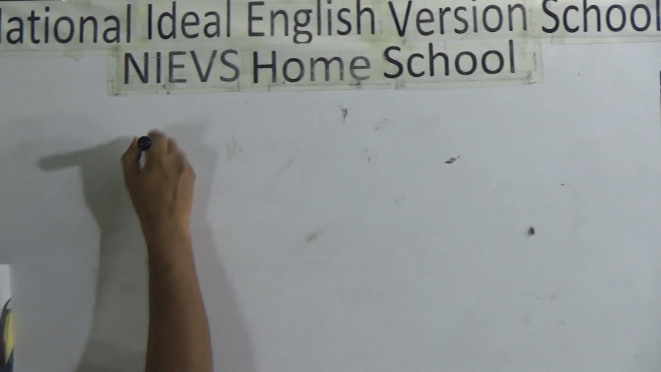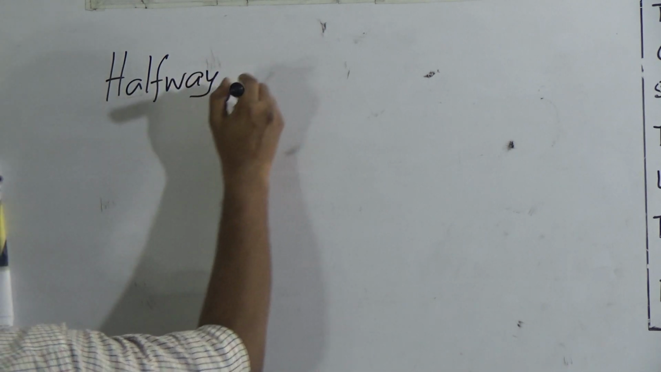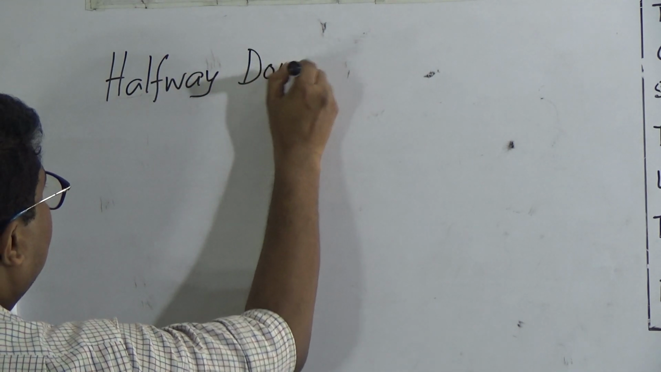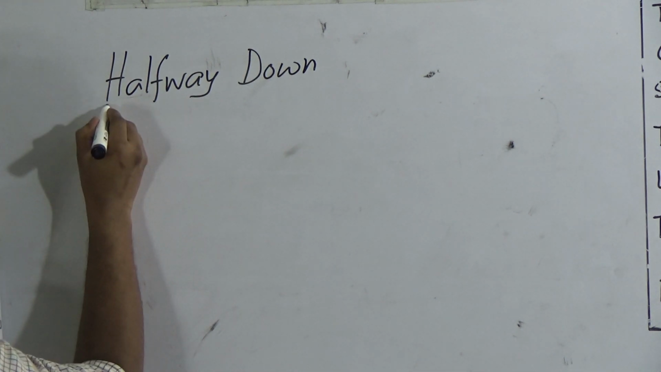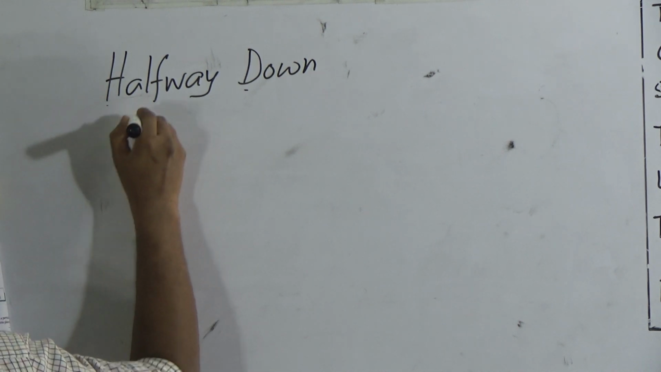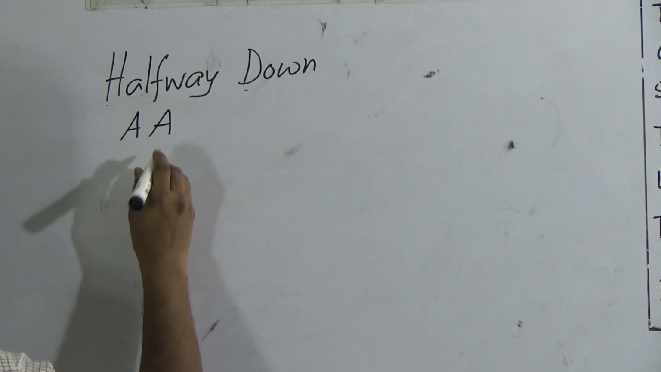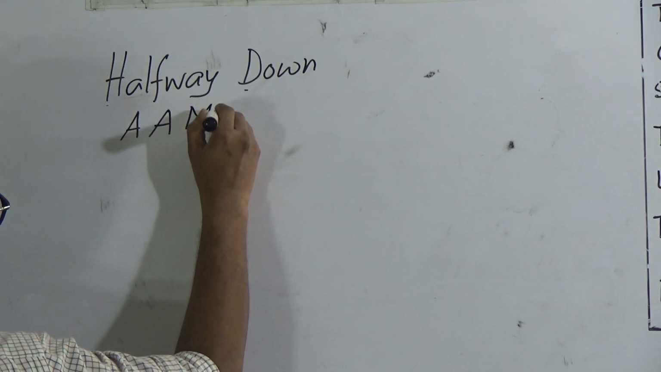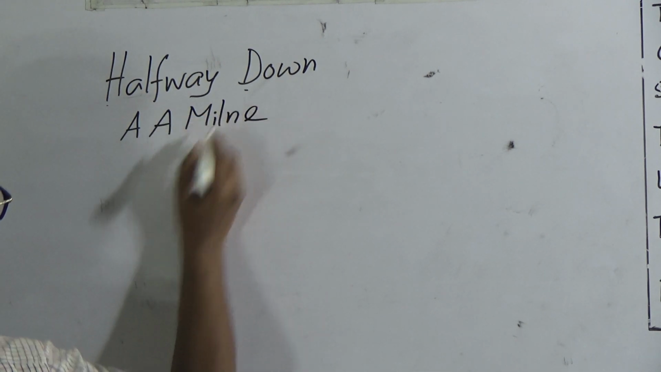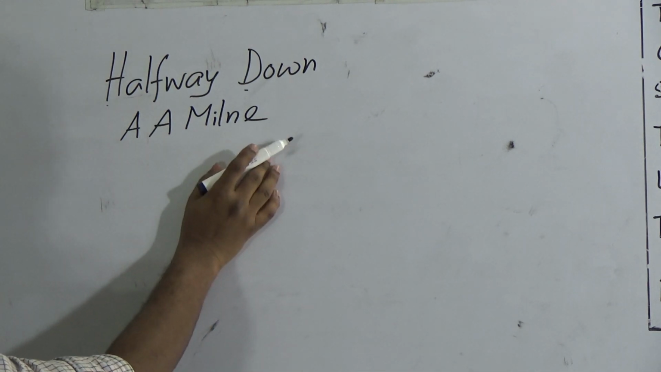Okay, dear students, let's write the poem. First, you have to write the title of the poem. Halfway Down: H will be capital and D will be capital, D-O-W-N. Then you have to write the writer's name after the title. A. A. Milne. The writer of the poem is A. A. Milne. Let's write.